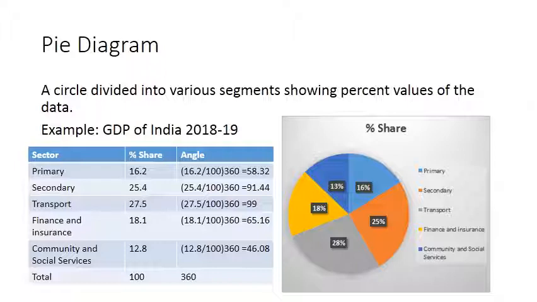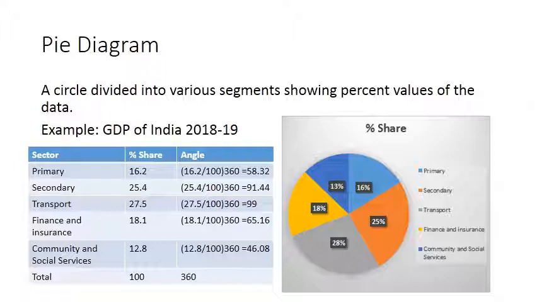Now we have to assign the angle. We know that the angle found at a point is 360. So for primary sector it will be 16.2 divided by 100 into 360, it is 58.32. For secondary sector it will be 91.44 degree. For transport sector it will be 99 degree. For finance sector, finance and insurance, it will be 65.16, and for community it will be 46.08, and the total addition of these it will be 360.